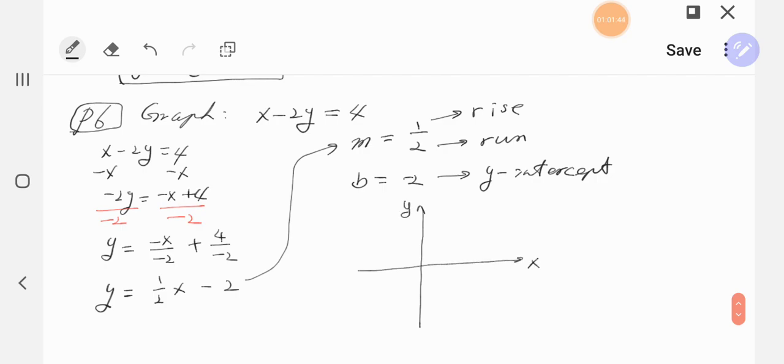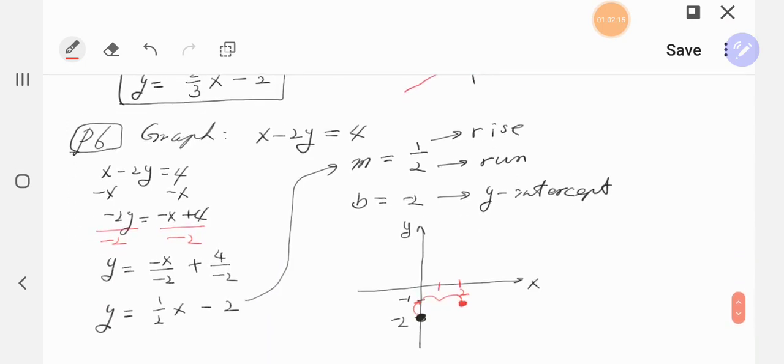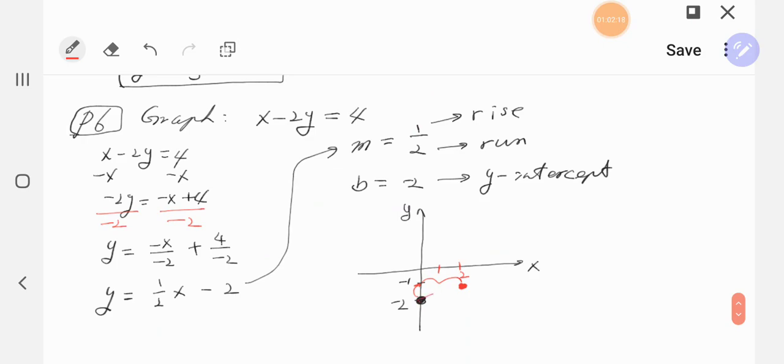Okay, let's start from negative 2. The y-intercept is negative 2. The b value is negative 2. So starting from this, let's use the slope. Rise is 1 unit, so 1 unit up. We'll use a different color. Then run is 2, so move 2 units to the right. So the second point is over here, and then connect these 2 points. Is this the same as the previous one? A little bit different. Okay, this is not straight. So that's the graph. Done.